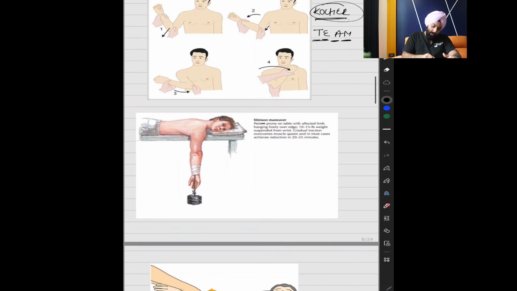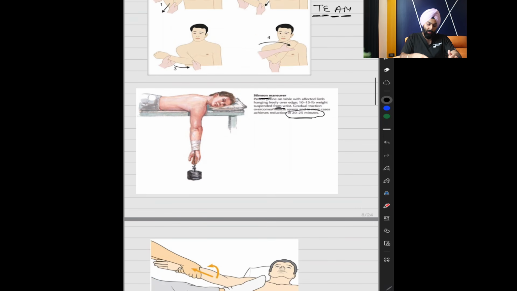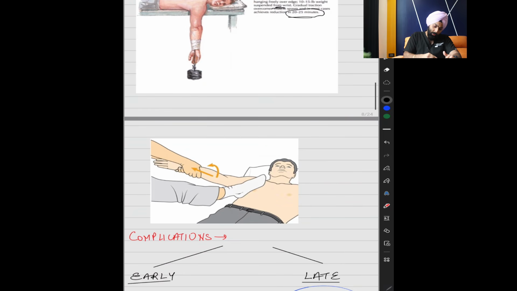Historically, we also had the Stimson's maneuver, जिसमें with the help of gravity, a weight was suspended from the wrist, and ultimately the whole point of suspending a weight from the extremity is so that the muscles fatigue and the shoulder automatically relocates. 10 से 15 मिनट से ज़्यादा टाइम लगता था usually इस चीज़ में, and आजकल we do not practice this. This is also an old method, Hippocrates का method था.